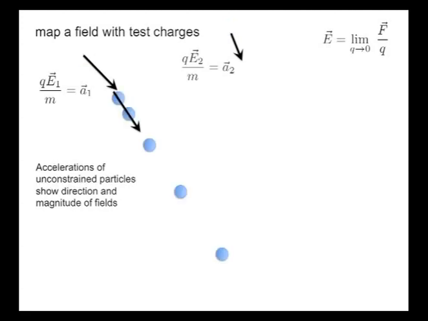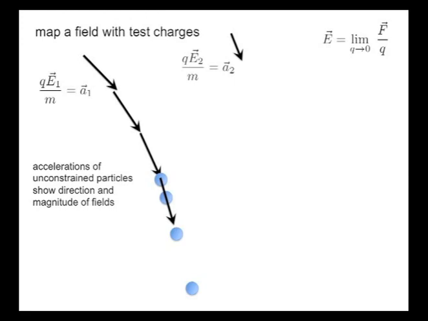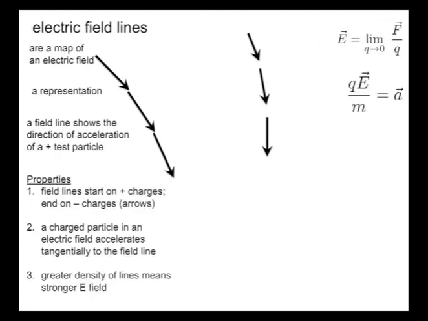We can repeat this procedure at different points in space, and you see that the acceleration vectors mark out a smooth curve. You can map these smooth curves from a number of different points, connecting the acceleration vectors together. You get a pattern of lines. These are the field lines.